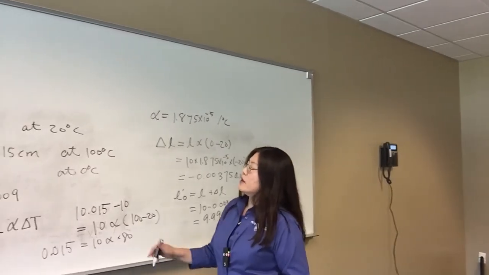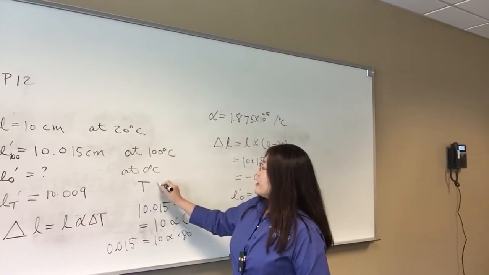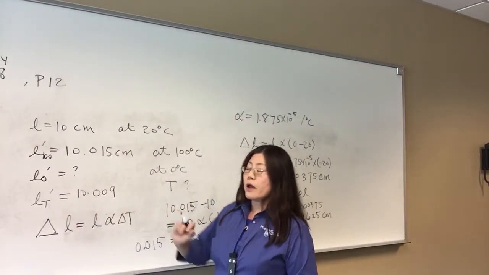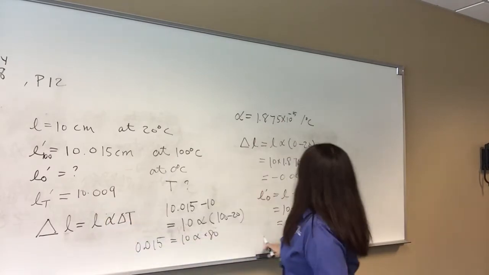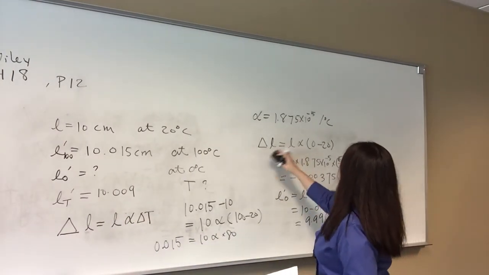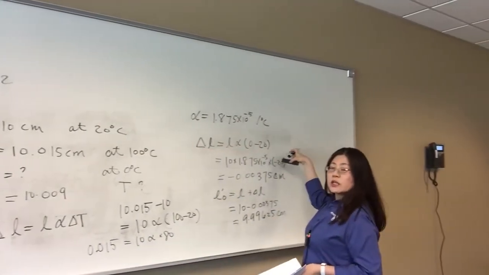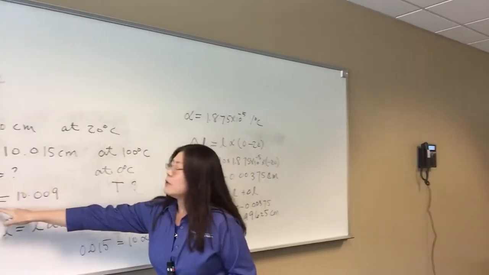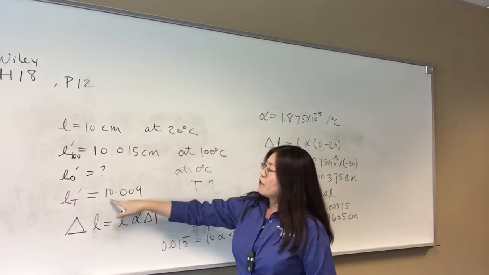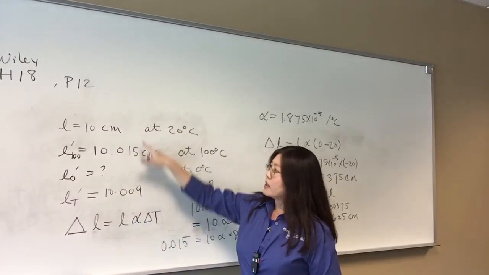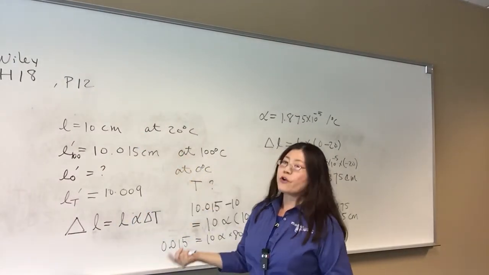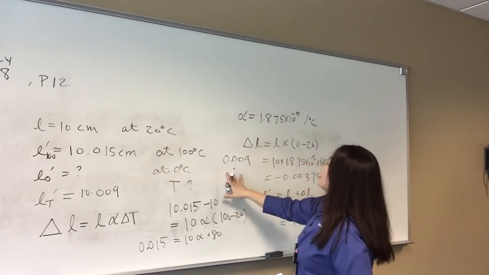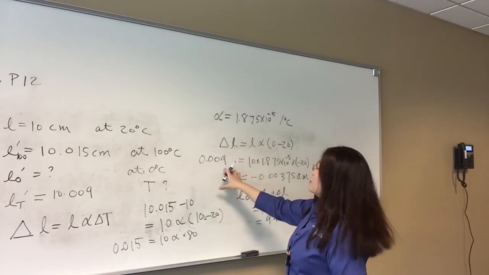And then the next one you also find is at what temperature the length becomes 10.009. So we're going to use these equations. Now the change in length will be the final length minus initial. The final is 10.009, initial is 10. When you find the difference, that gives you 0.009. So on the left-hand side, the delta L is 0.009.